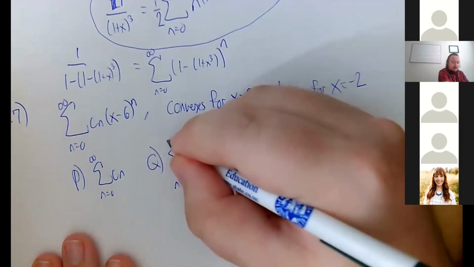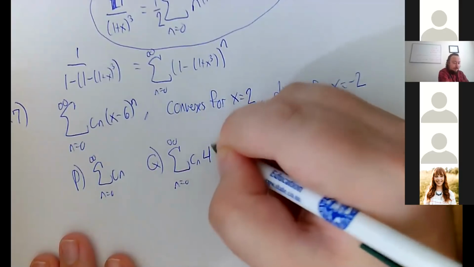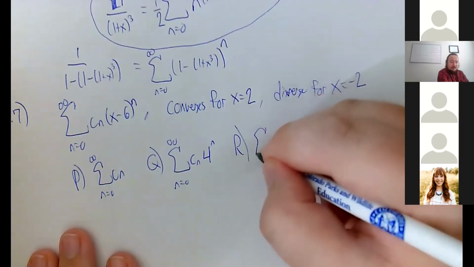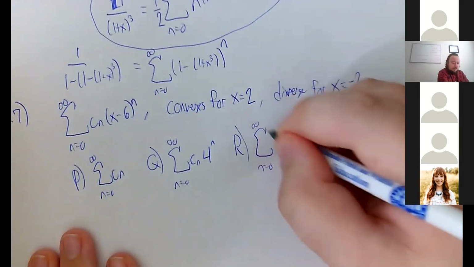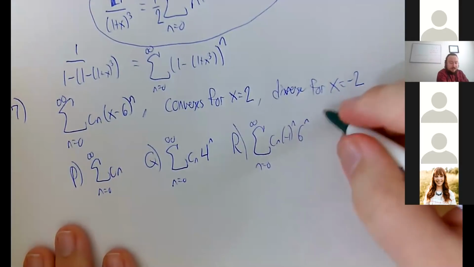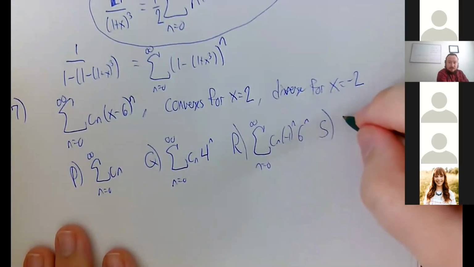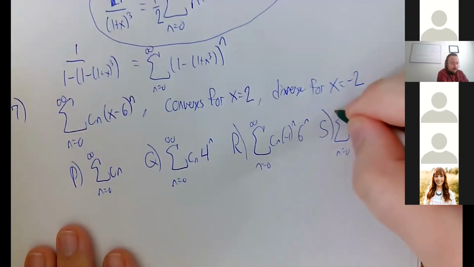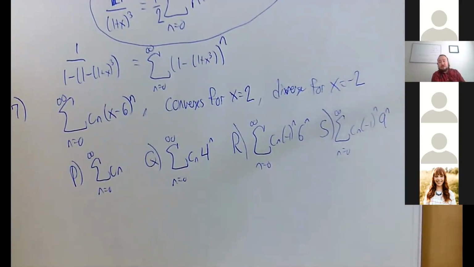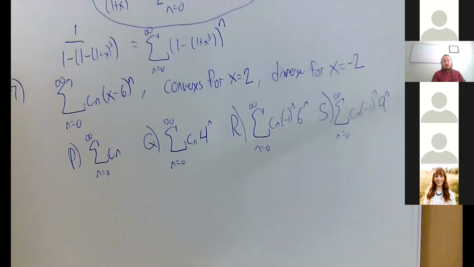Q is the sum from 0 to infinity of cn times 4 to the n. R is the same thing as the others, only we have (-1) to the n and 6 to the n. And finally, S is going to be the same thing, but with -9, (-1) to the n, 9 to the n. And we need to see which one of these converge or diverge, or perhaps we don't have enough information. Maybe we actually can't tell what's going to happen with some of these.